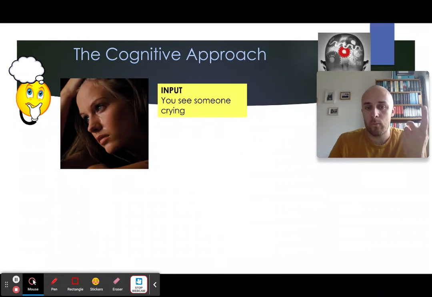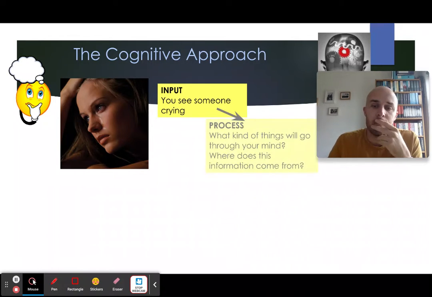So let's just say you see someone crying. Let's say you're walking down the street at 10 p.m., all alone, and there is a female crying, sitting on a brick wall on the side of the pavement you're walking on. I only say this specifically because this happened to me some years ago. Right, input. You're going to process this. What sort of things go through your mind? What are you going to do? How are you interpreting that input?